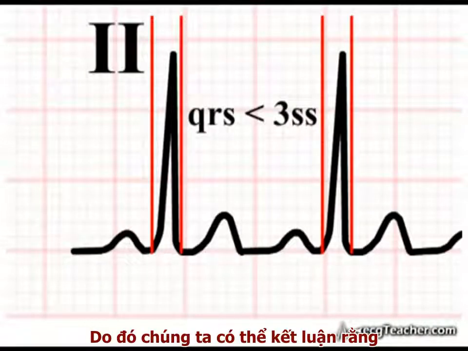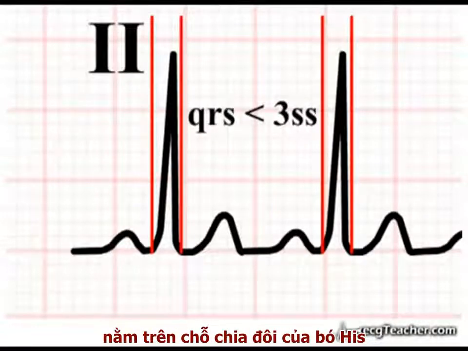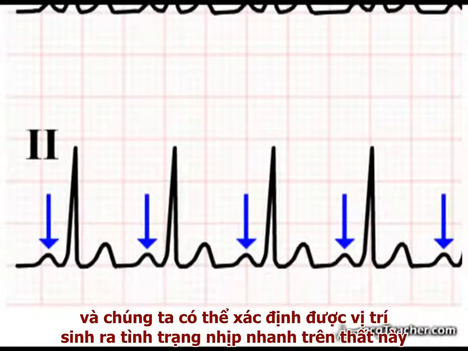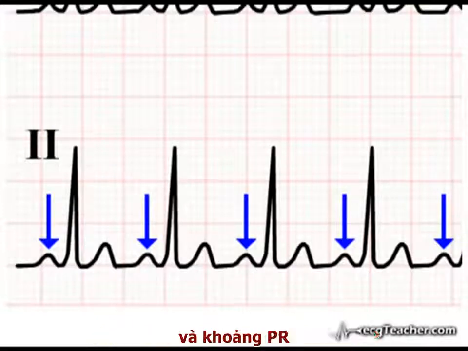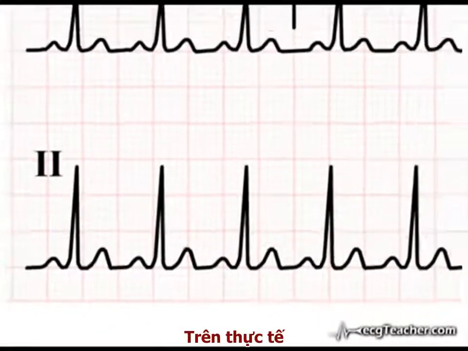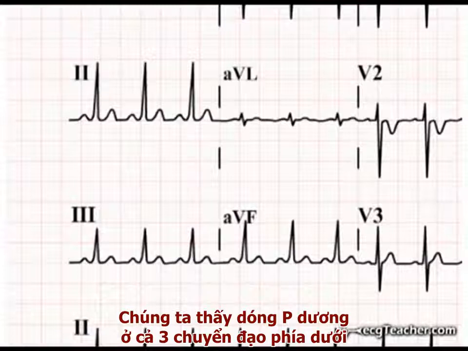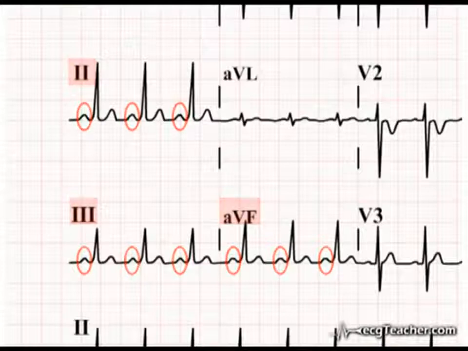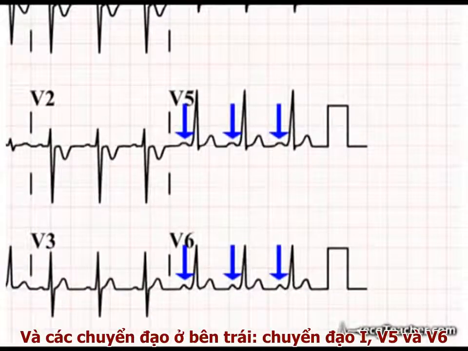Therefore, we can conclude that the tachycardia has originated from a focus located above the bifurcation of the bundle of His. We note that P waves are present, and we can identify the site of origin of the tachycardia within the supraventricular region by analysis of the P wave axis and PR interval. In fact, the P wave axis is normal. We find upright P waves in both the inferior leads 2, 3 and AVF and the left-sided leads, leads 1 and V5 and V6.